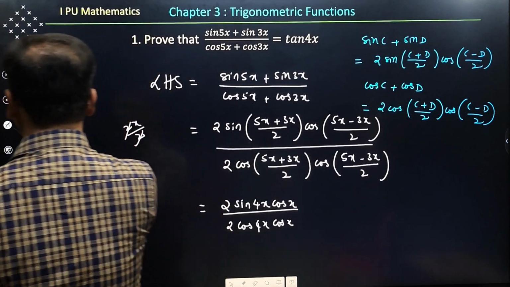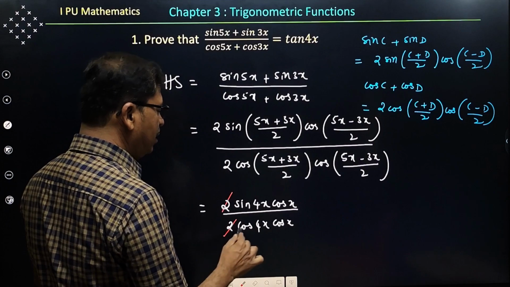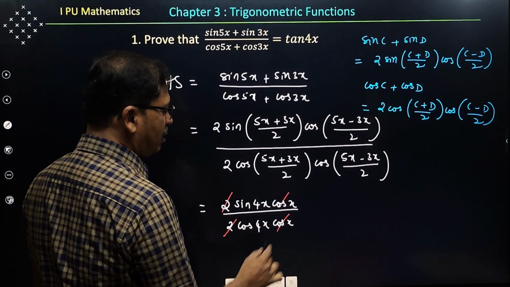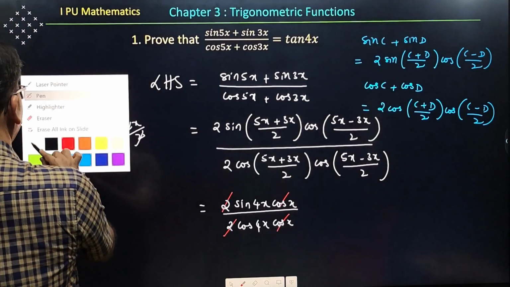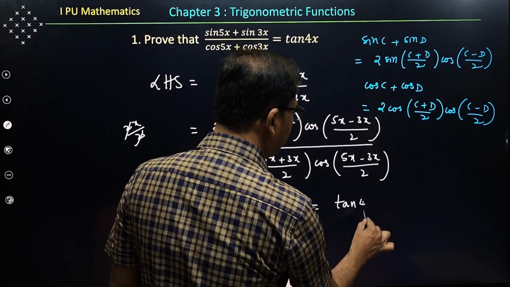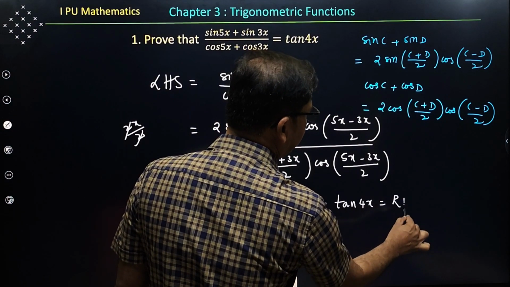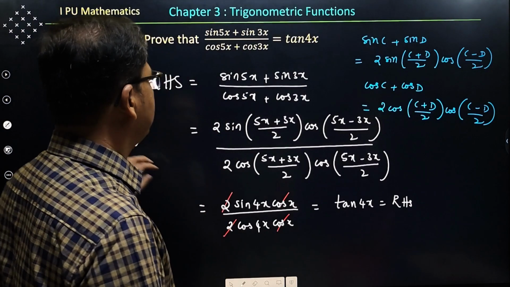Now it is the time to eliminate the terms. 2 and 2 can be cancelled. Cos x and cos x can be eliminated. So sin 4x divided by cos 4x. That leads to how much here? This is equal to tan 4x, and this is our required right hand side. You see the result. We needed to prove tan 4x.